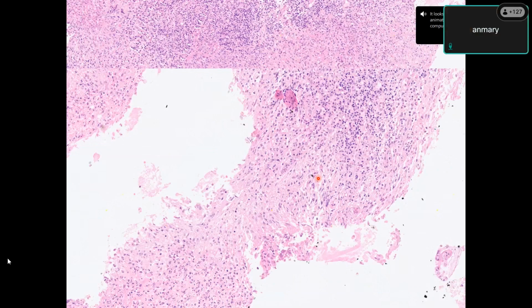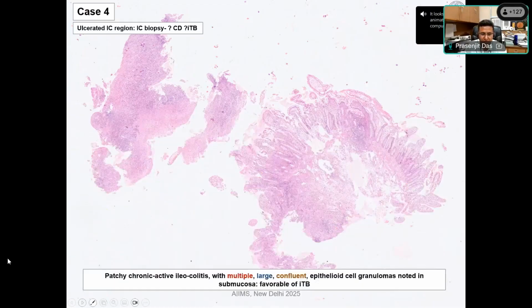Considering the size of the granulomas, which are macro and confluent, and more into the deeper side, it could be TB. So you can favor it, and you have to use these specific terms. So what would be our morphological diagnosis?